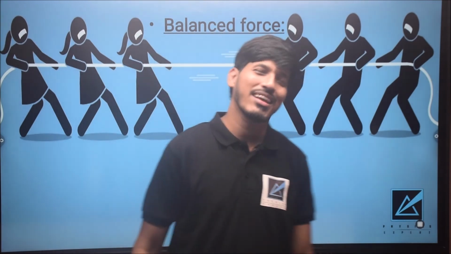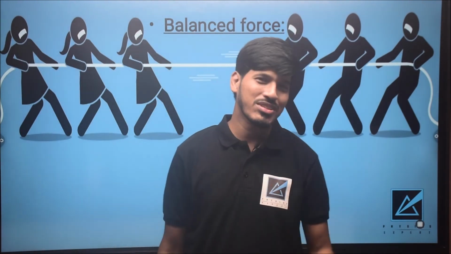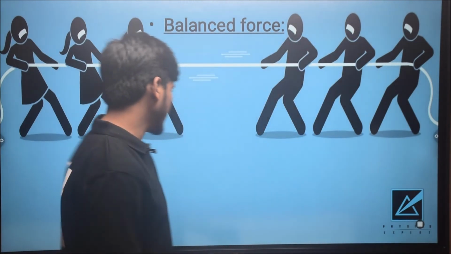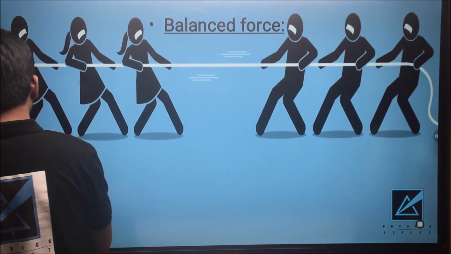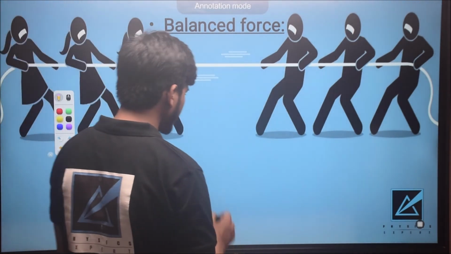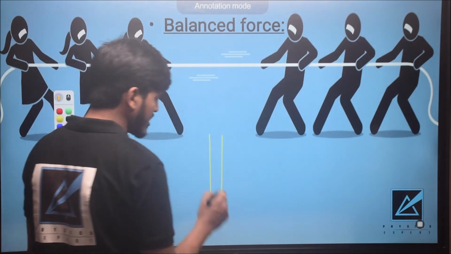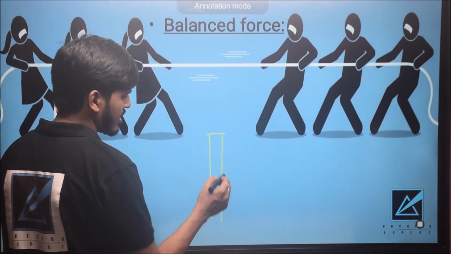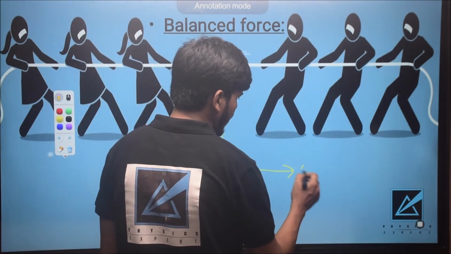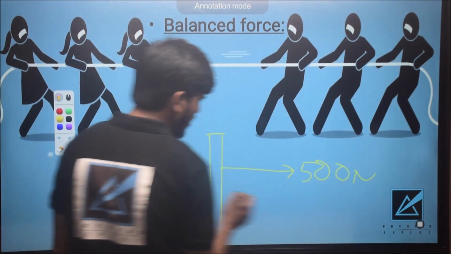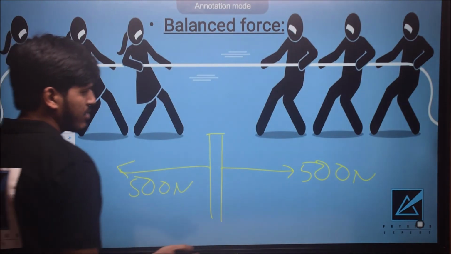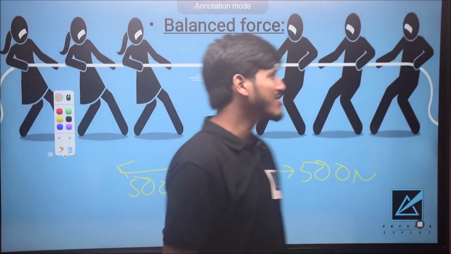Balanced force and unbalanced force. I already discussed balanced force and unbalanced force, but still I am discussing these things again. Suppose an object is here. Now on the left side, suppose the force is 500 Newton, and on the right side also 500 Newton. So the object is in a balanced condition.